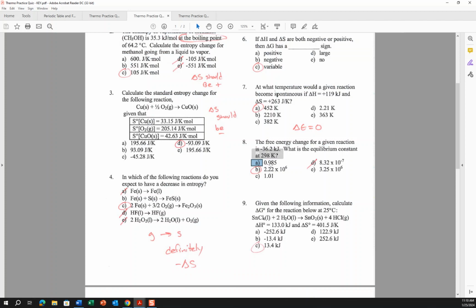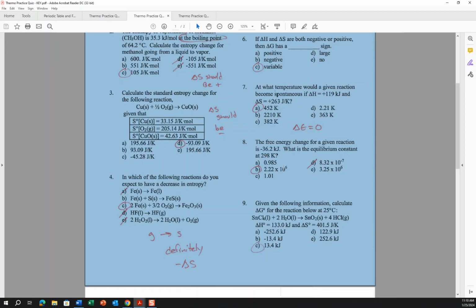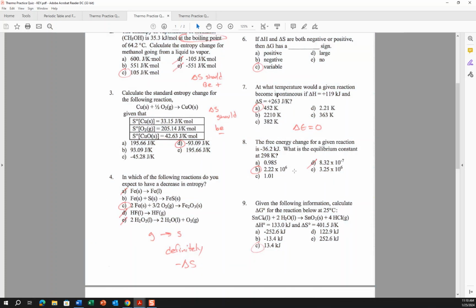Now 1.01, that's very close to 1, and so if this number were a lot closer to 0, then maybe choice C would make sense. But since it's such a low delta G value, it's probably going to be a pretty large equilibrium constant. So that's probably B or E most likely here. But we can plug it in and solve with this equation.